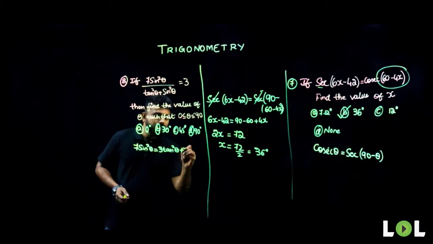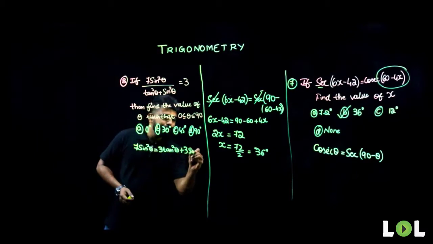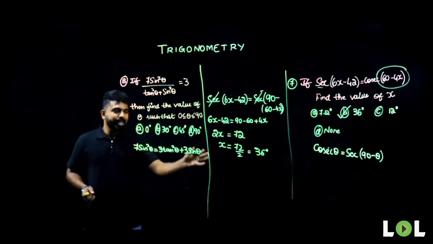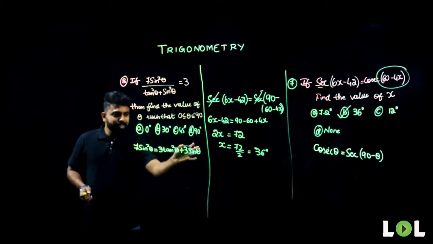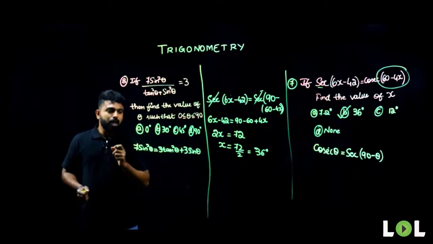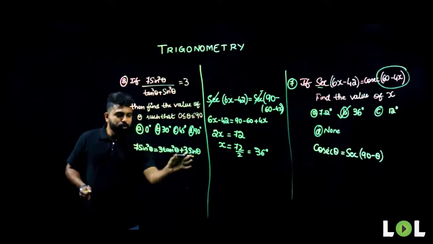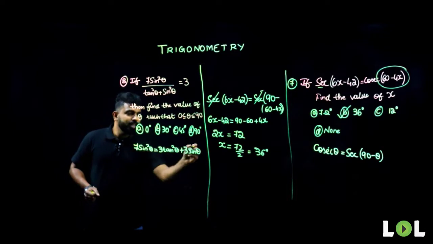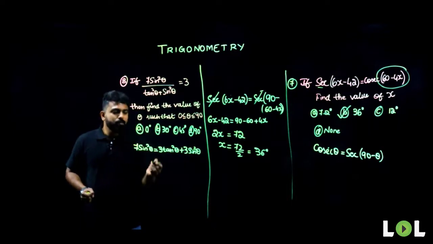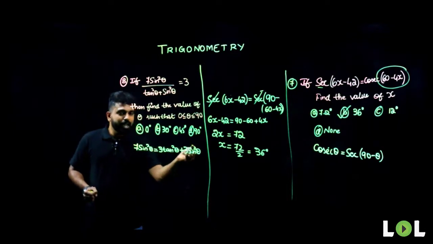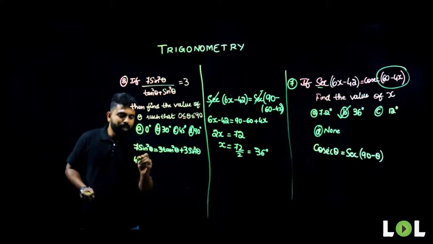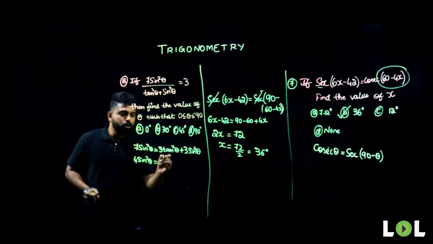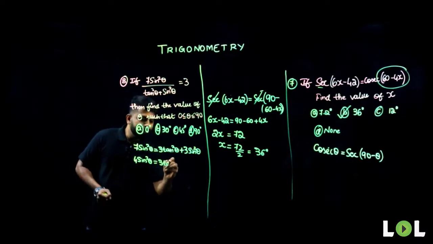plus 3 sin square theta. Now I have sin square theta on both the sides. So the value of my sin square theta on the right hand side is less. So I'll be taking this to the other side. So what will I be left with? If 3 sin square theta goes to the other side, I'll be left with 7 sin square theta minus 3 sin square theta. So finally I'll be left with 4 sin square theta, that will be equal to 3 tan square theta.